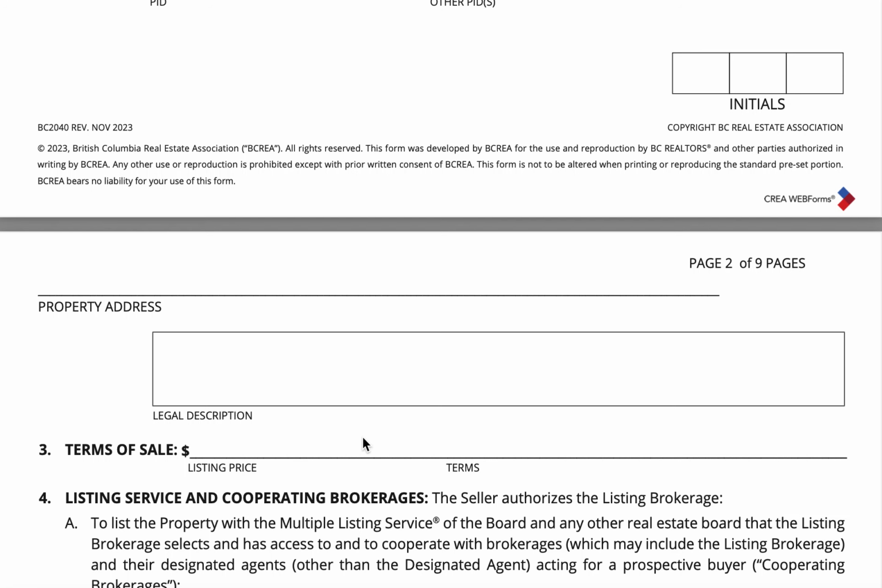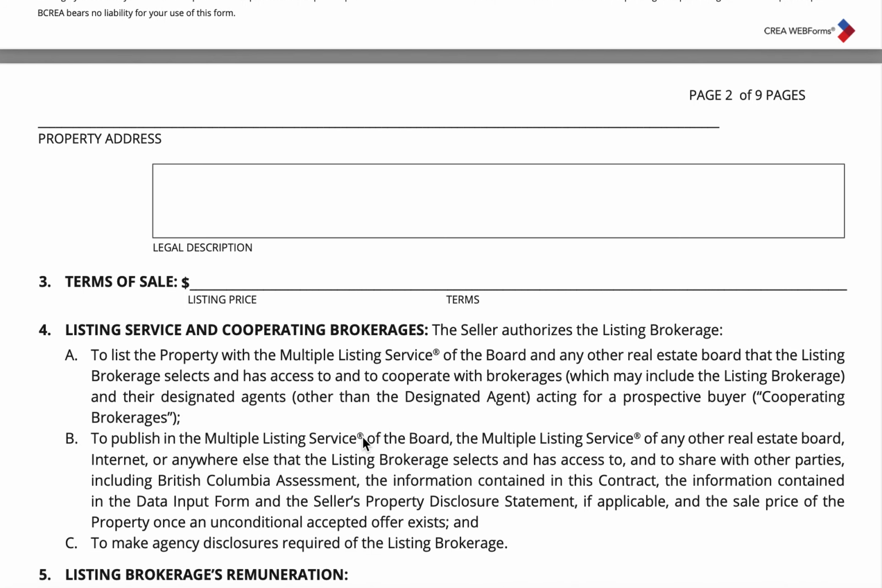Terms of sale. This is our listing price. So I've never had any terms written in, but the listing price goes here. So whatever price we agree upon, hopefully it's the market price, and we're working towards a sale at about market time, but we're going to agree on this listing price. I'm going to have a suggestion, and we're going to go from there.